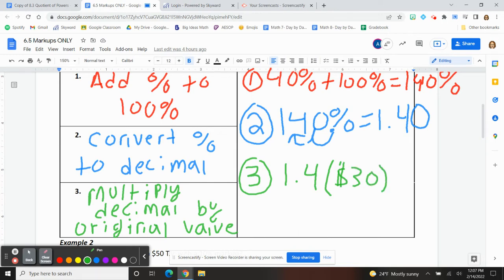Whenever someone has that in the calculator, please raise your hand. Paxton, what is 1.4 times 30?